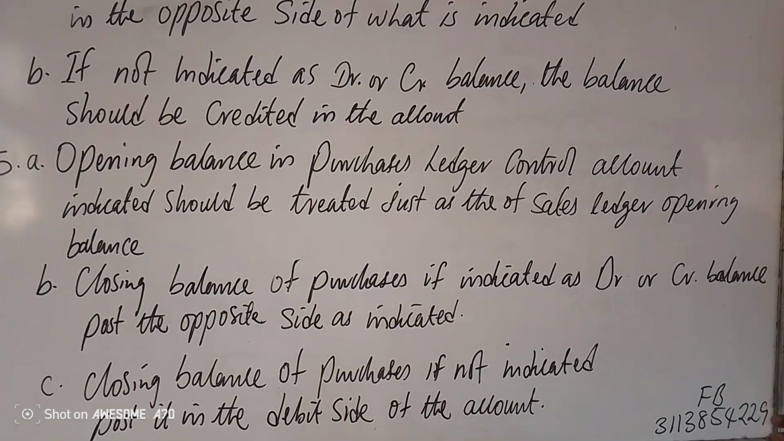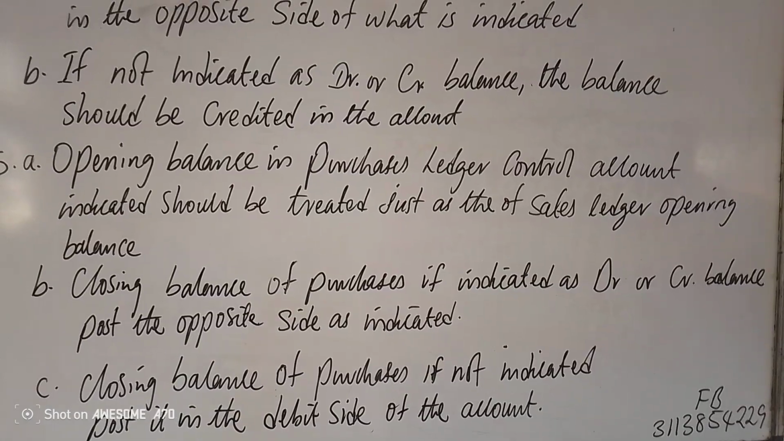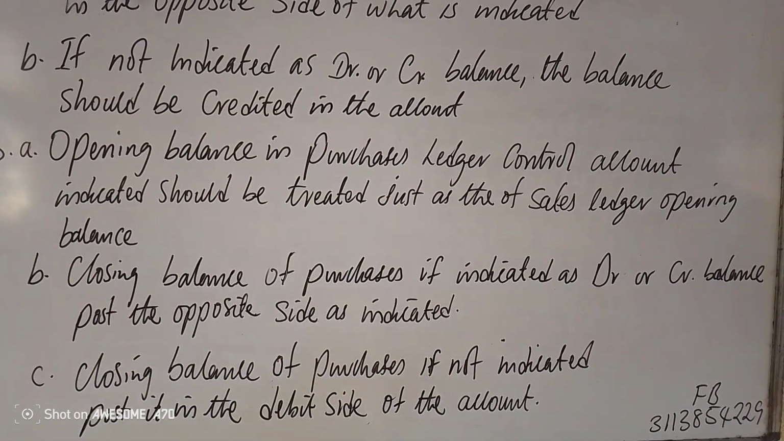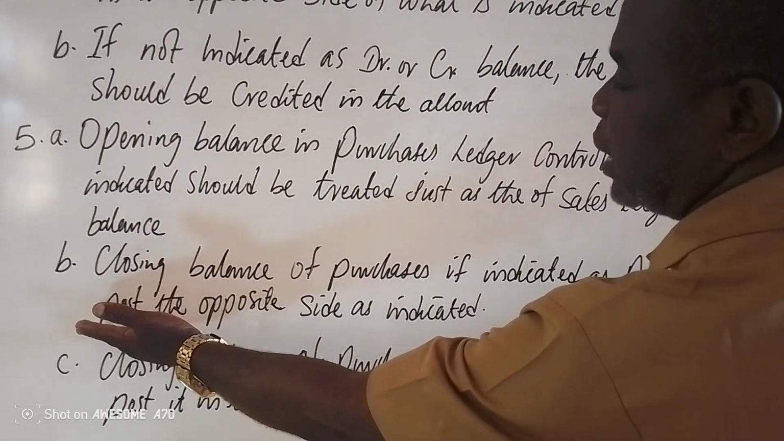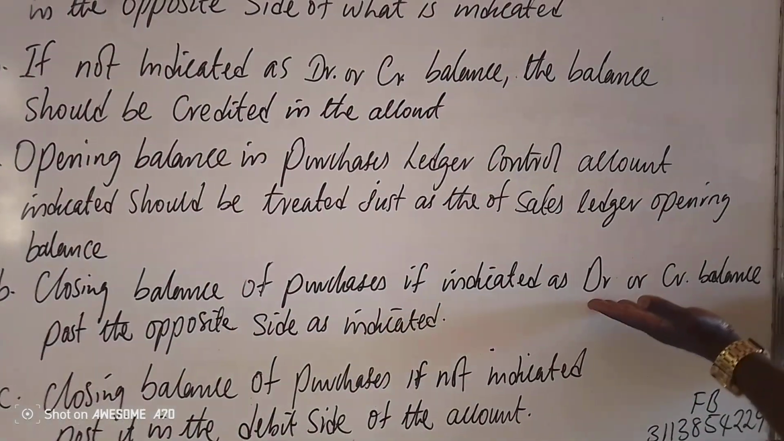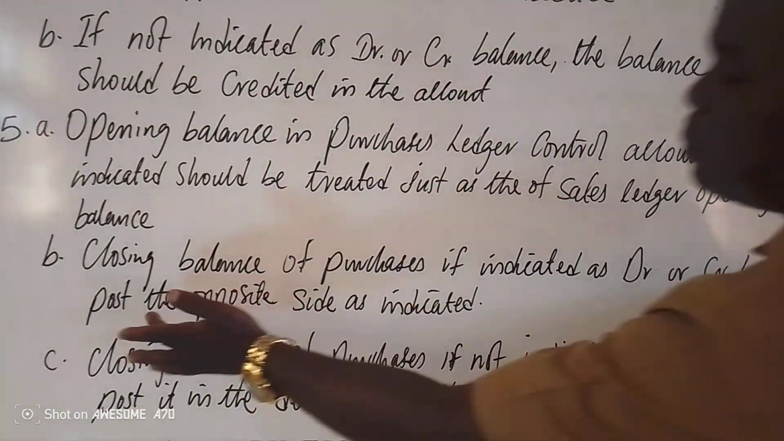The way you handle opening balance indicated under sales is the same way you handle purchases. Meaning, if indicated as debit balance, post it in the debit. Indicated as credit balance, post it in the credit. Don't change anything. Let's go to the closing balance. This is where the difference occurs. The closing balance of purchase ledger indicated as debit or credit balance, post the opposite.